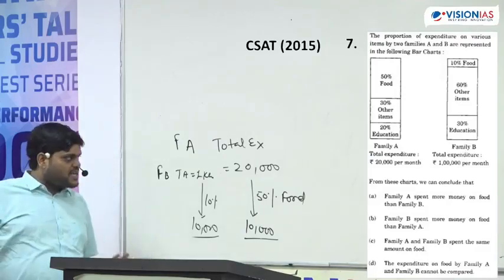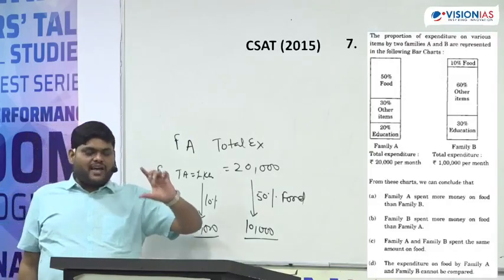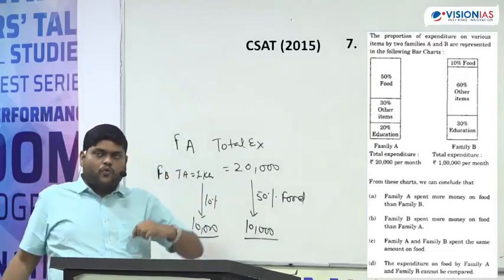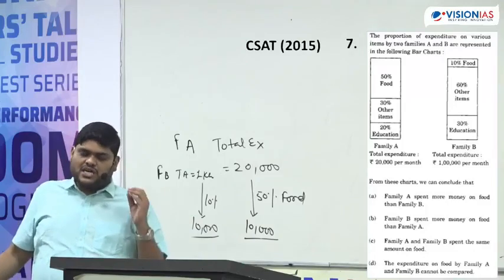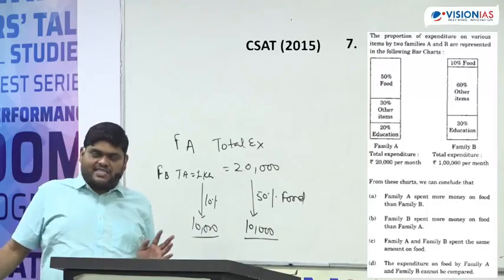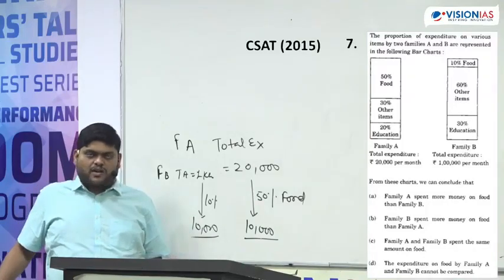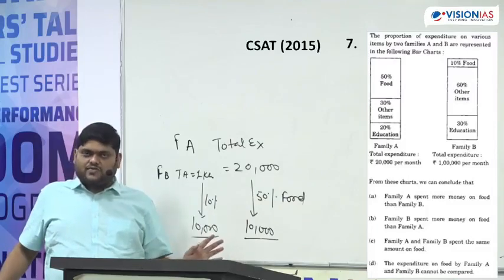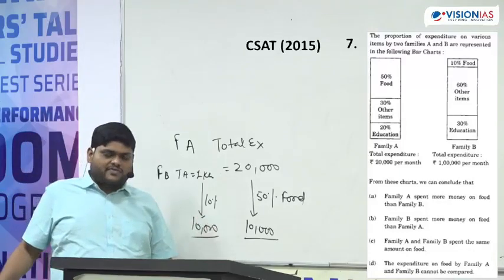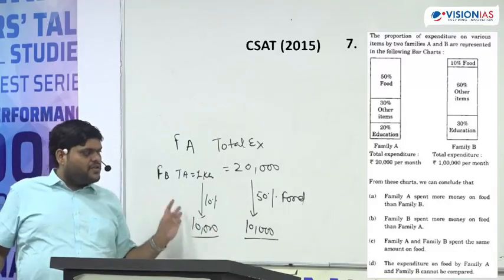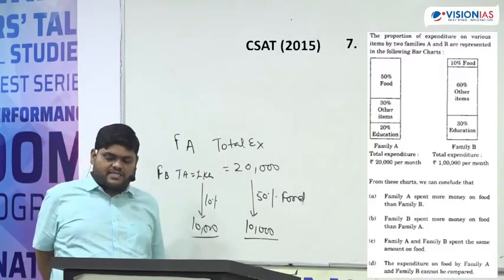But what do students think? They see family A spending 50%, whereas family B spending only 10%. They will get confused. They will mark the wrong option, and that's why UPSC has given this problem. Otherwise, this is very easy. If you know percentage is completely dependent on base value, and if you see the base value, you can find out the answer very easily.